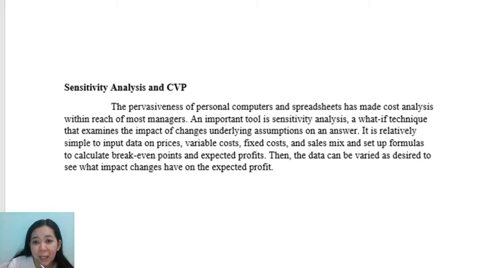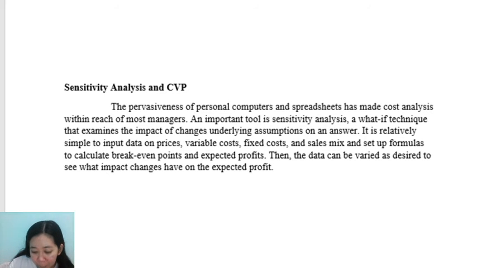So an important tool is sensitivity analysis. This is a what-if technique that examines the impact of changes in the underlying assumptions. It is simple to input the data on your prices, variable cost, fixed cost, and sales mix in the spreadsheet. And you can also set up formulas to calculate the break-even point and expected profits. Here, the data can be varied as desired to see what impact changes have on the expected profit.